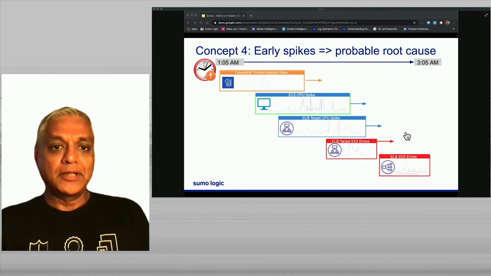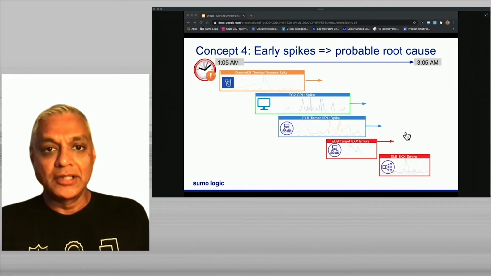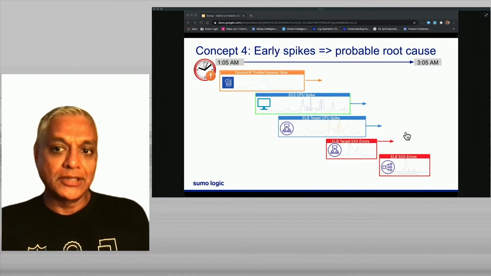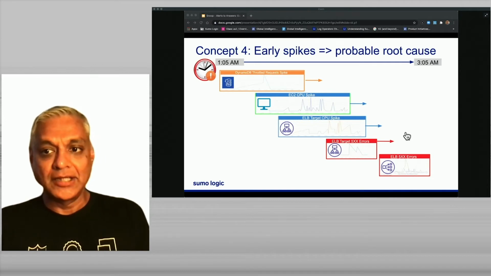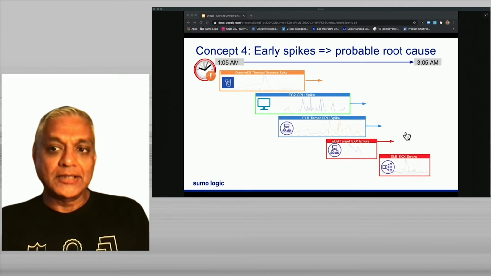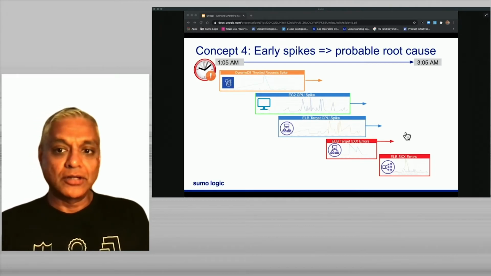Our fourth concept is this idea that early spikes are most closely related to probable root cause. So here the intuition is that the component or service that breaks first is the probable cause. Therefore, sequencing spikes over calendar time is an essential strategy for root cause analysis.